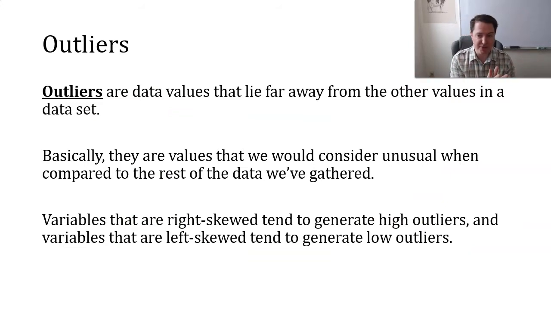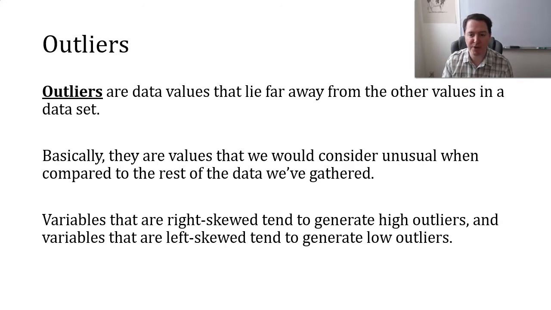Remember, when we have right skewed data, that tends to make high outliers. Left skewed data tends to generate low outliers. And remember, outliers are just values that are far away from the other values, not garbage data that we have to get rid of or misleading data. Sometimes it's actually very informative data.